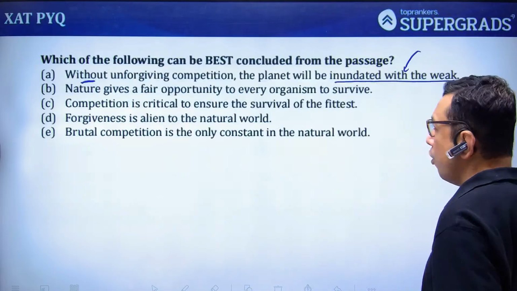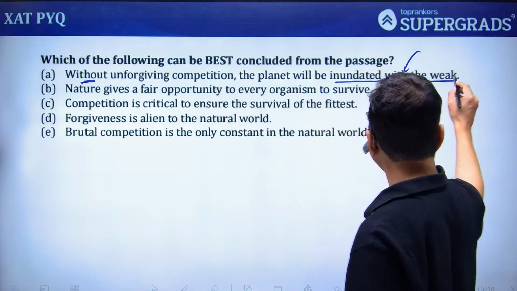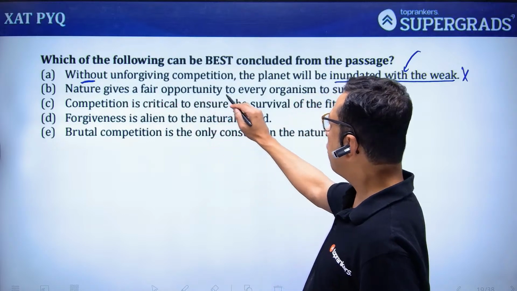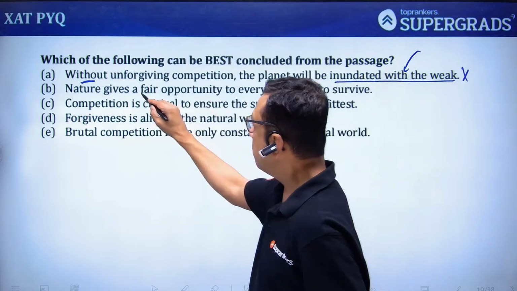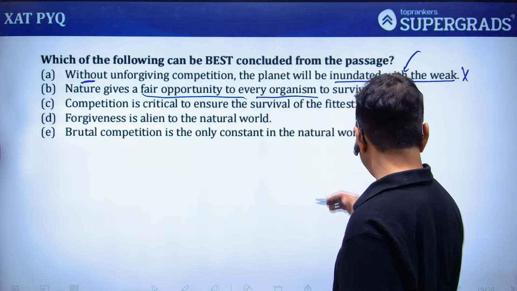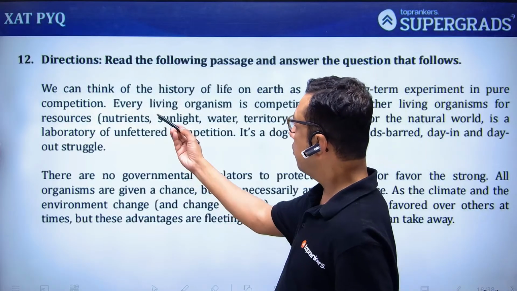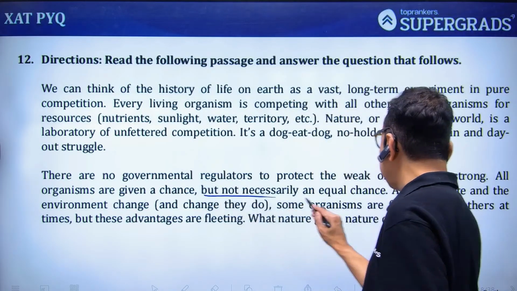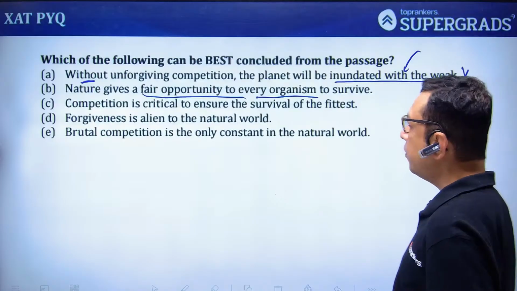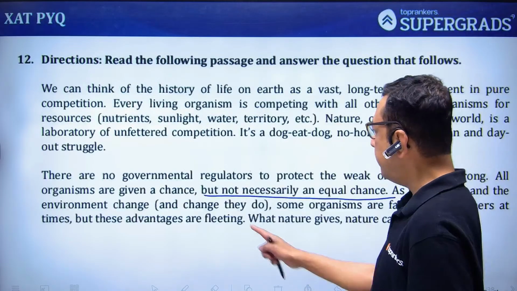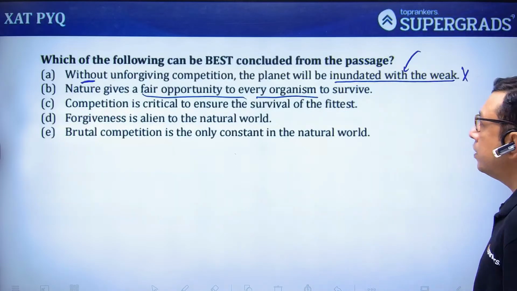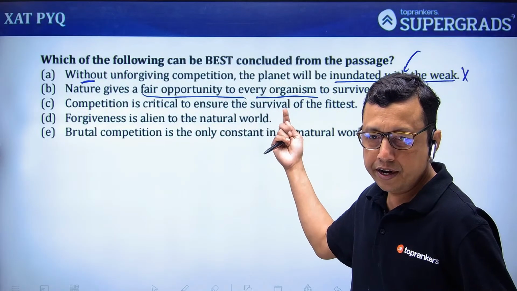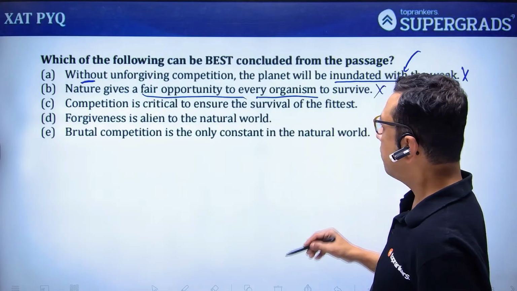Now, look at these options. This is not suggested at all. We can clearly identify nature gives a fair opportunity to every organism. No, this is contradictory. It is very clearly indicated here: not necessarily an equal chance. A fair opportunity to every organism to survive, not necessarily, right? So this is also contradictory.